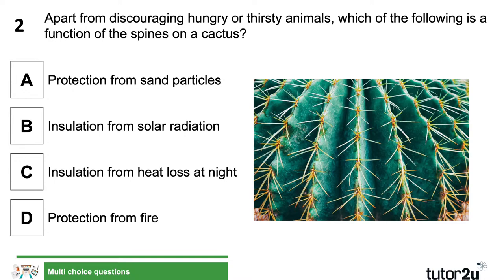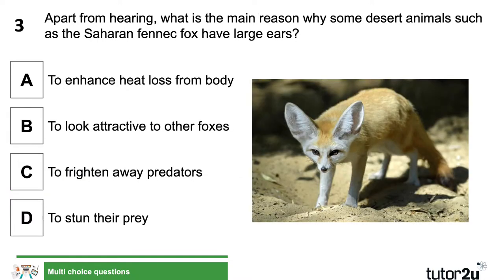So make your selections, please, and we are going to see what the correct answer is, which is C, insulation from heat loss at night. And that's because the spines trap a layer of air around the cactus, and that can protect them from heat loss. It can also protect them in the daytime as well, by the way, against the drying effect of the hot desert winds. Let's have a look at question three.